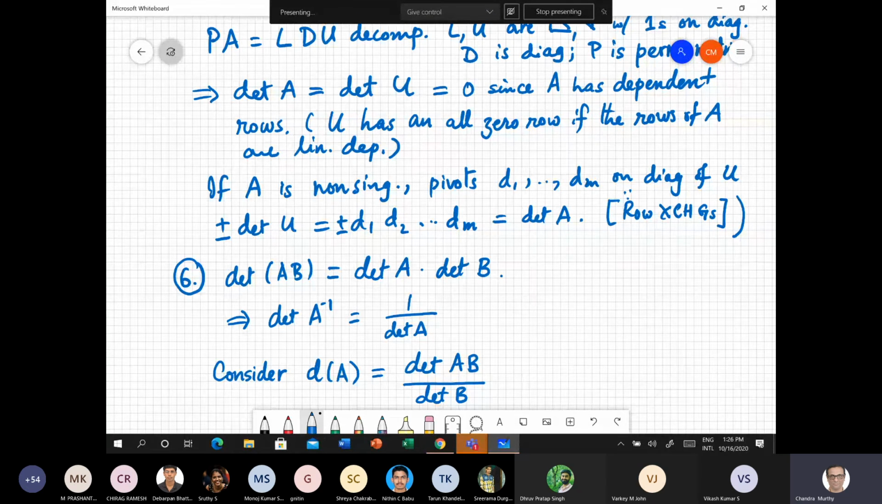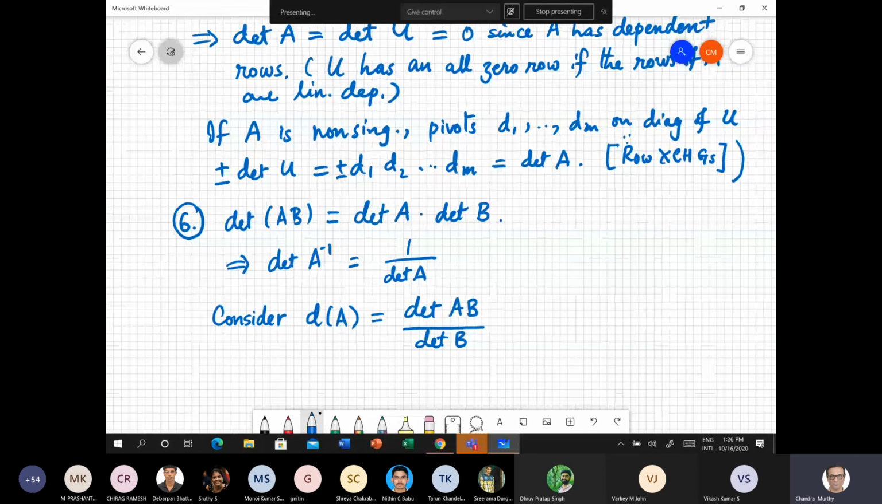So we'll consider the case where determinant of B is not equal to 0 and consider this function d of A defined to be determinant of AB divided by determinant of B. Now, if I look at the alternative definition of the determinant, this is a function of A. It's mapping A to a number, this particular number, determinant of AB divided by determinant of B. Now, it has the following properties.